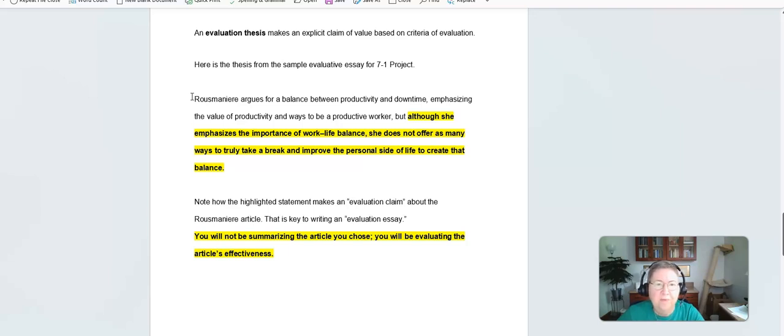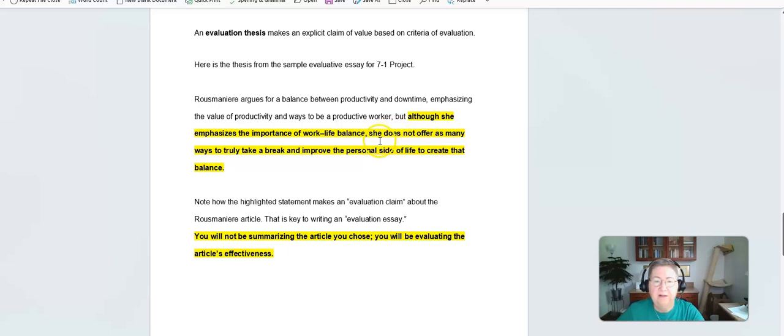Bruce Meniere, I never can pronounce that, argues for a balance between productivity and downtime, emphasizing the value of productivity and ways to be a productive worker. But, and this is what's highlighted, although she emphasizes the importance of work-life balance, she does not cover as many ways to truly take a break and improve the personal side of life to create that balance.